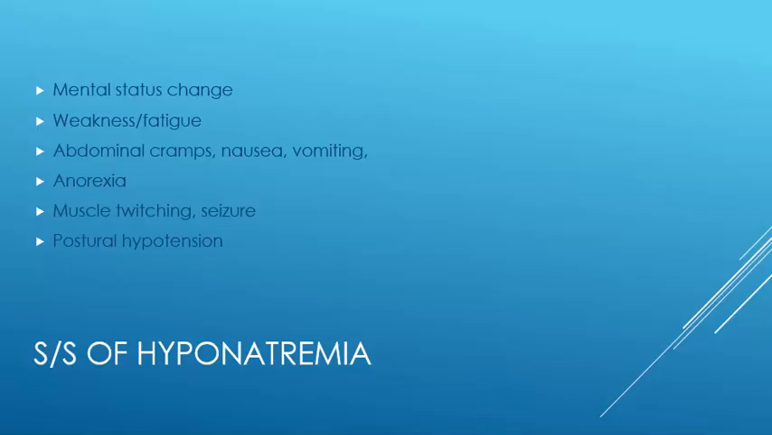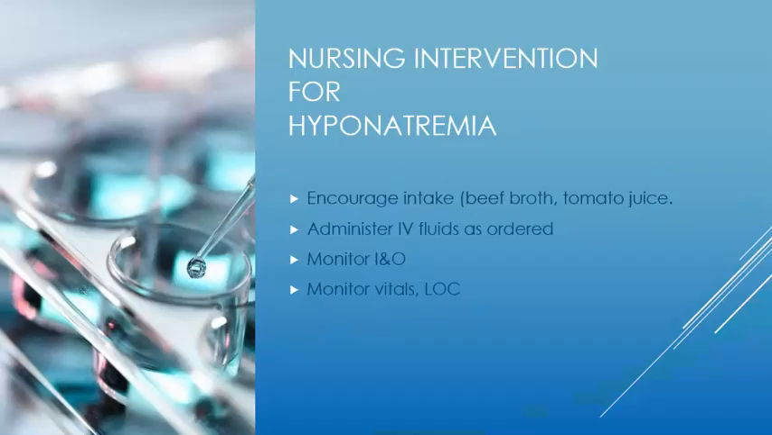So you're going to make sure that you're watching trends on your vitals. If they have this muscle weakness, you want to make sure that you are monitoring for respiratory distress. You want to put them on a monitor and watch their vitals closely. Nursing interventions, we want to encourage intake. Tomato juice, beef broth is also something that a lot of your facilities will have. You want to administer IV fluids as ordered, monitor I's and O's, and monitor vitals as well as their LOC.